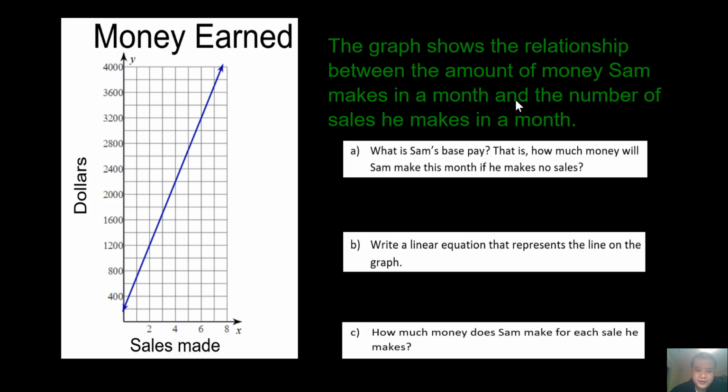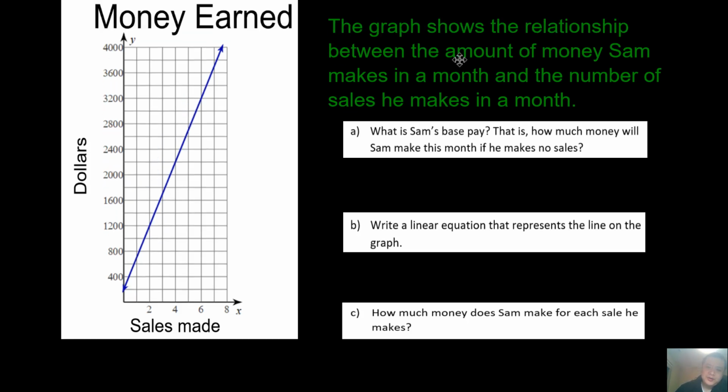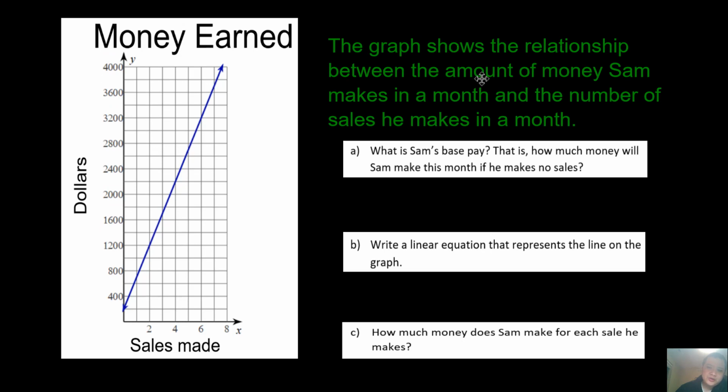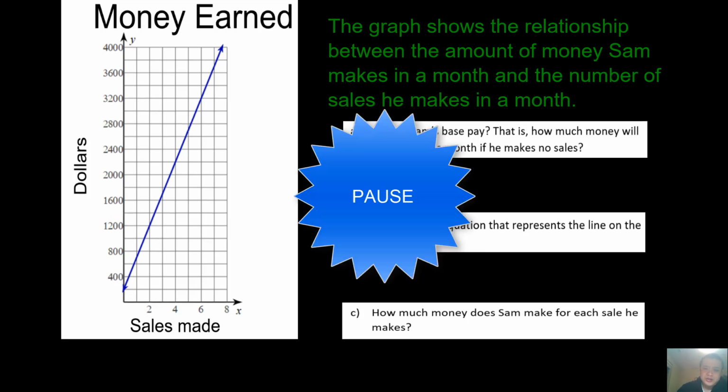This video is practice with applications of linear equations, so let's go ahead and get started. You should have your paper in front of you with this. The graph shows the relationship between the amount of money Sam makes in a month and the number of sales he makes in a month. Go ahead and try to answer these three questions.